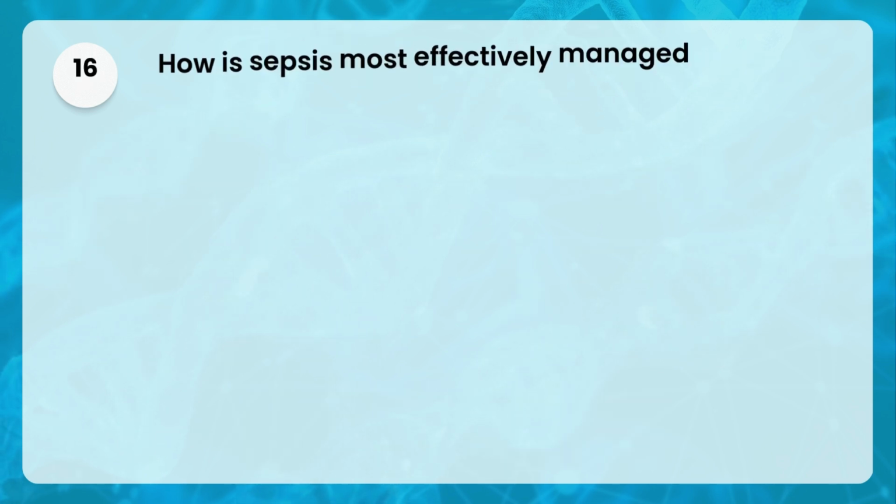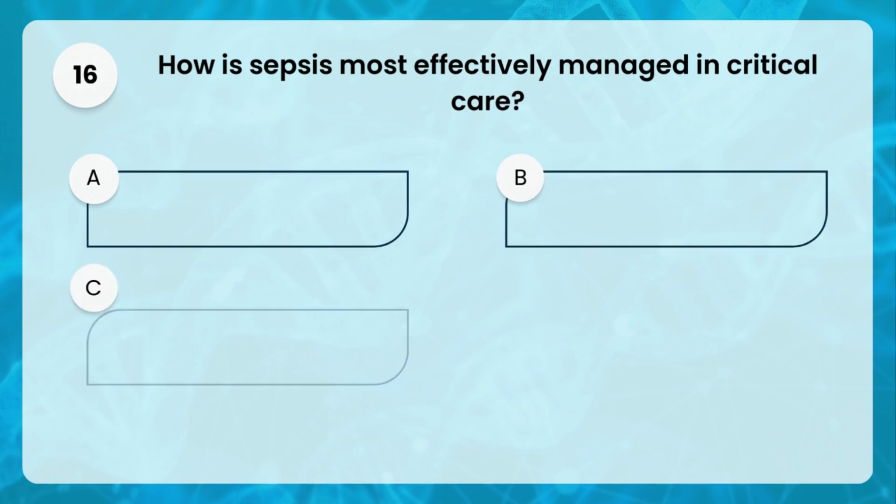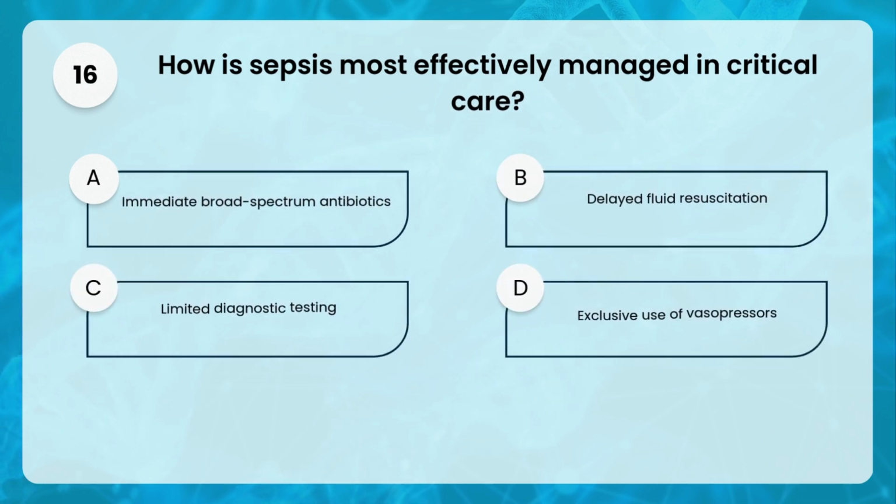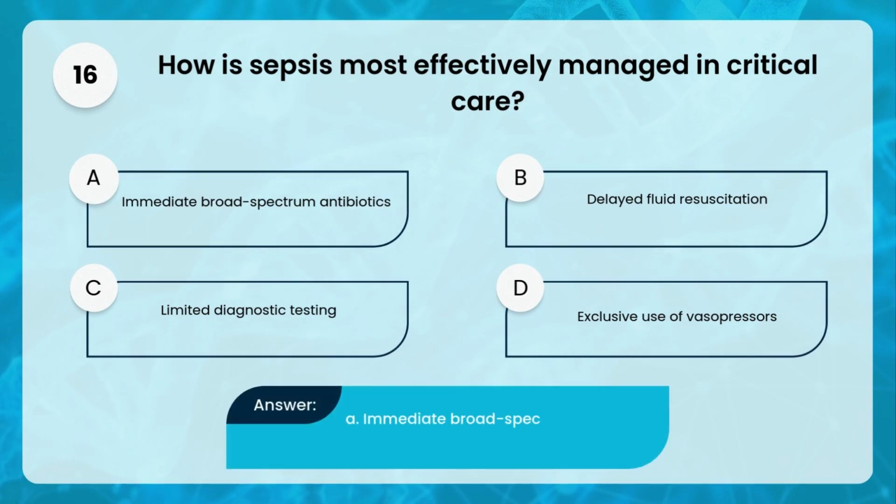Number 16. How is sepsis most effectively managed in critical care? A. Immediate broad-spectrum antibiotics. B. Delayed fluid resuscitation. C. Limited diagnostic testing. Or D. Exclusive use of vasopressors. The answer is A. Immediate broad-spectrum antibiotics.